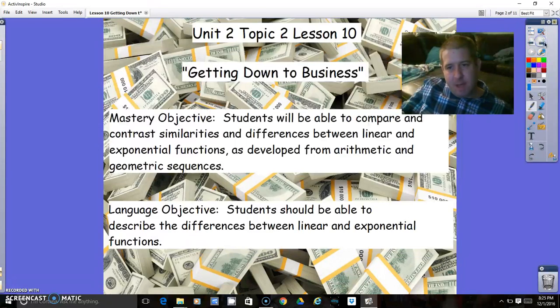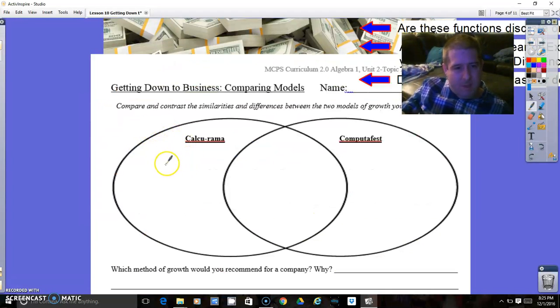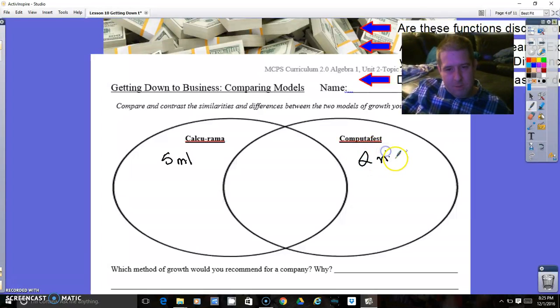Okay, so getting to the actual lesson itself. This is comparing the similarities and differences between linear and exponential functions, seeing which one matches this information better. This information right here is basically telling you that Calcorama is a company that starts with the $5 million that they made in 2010. ComputerFest made $2 million.